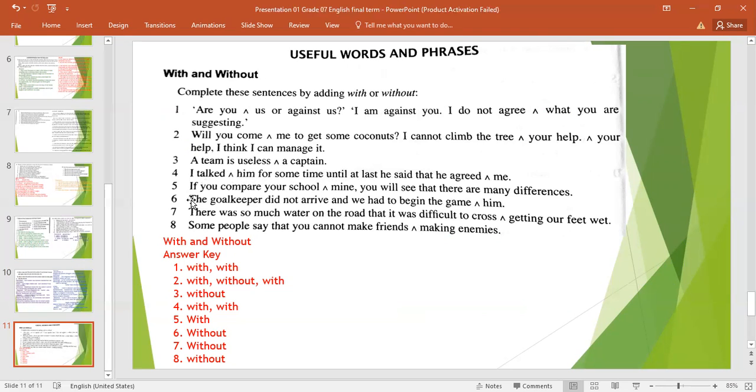Sentence number five is, if you compare your school with mine, you will see that there are many differences. Sentence number six, the goalkeeper did not arrive, and we had to begin the game without him. Here we will put without. Number seven, there was so much water on the road that it was difficult to cross without getting our feet wet. The last sentence of this exercise is number eight. Some people say that you cannot make friends without making enemies.